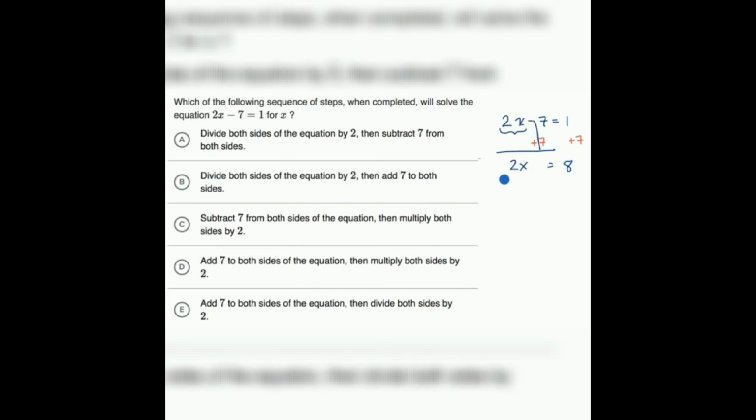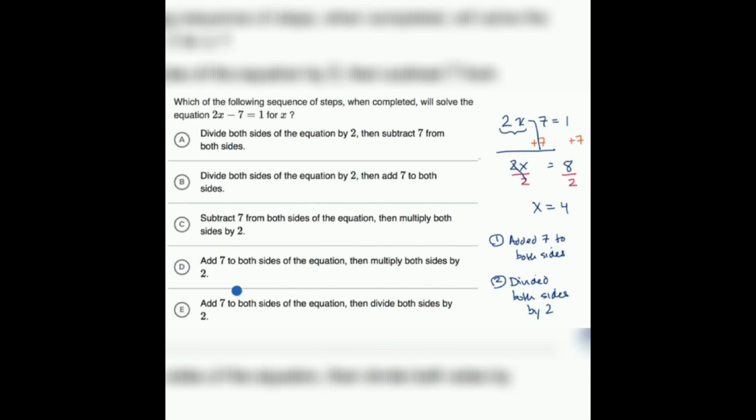Now how do we solve for x here? Well, we can divide both sides by 2, and that will just leave an x on the left-hand side. So when we divide both sides by 2, we are left with x is equal to 8 divided by 2 is 4. So what are the steps? First, we added 7 to both sides. So let me write this down. First, we added 7 to both sides. And then the second step is we divided both sides by 2.